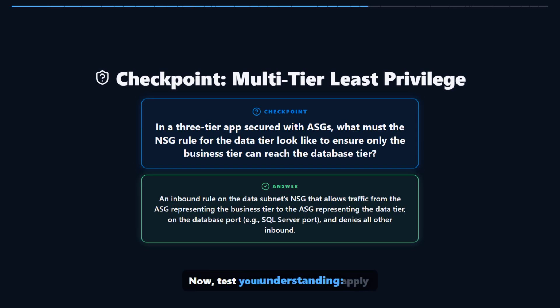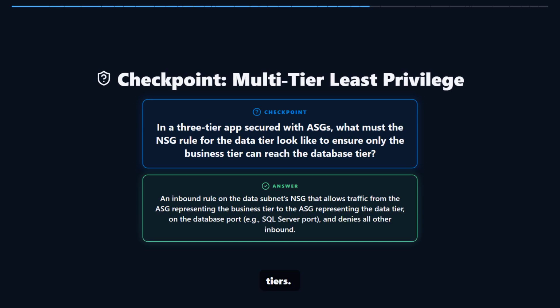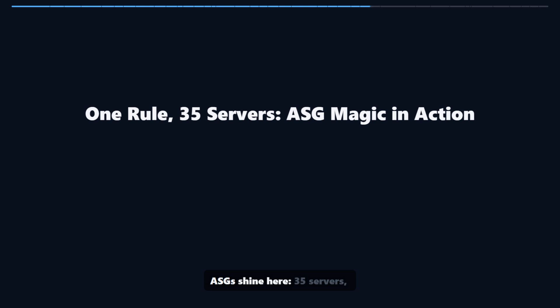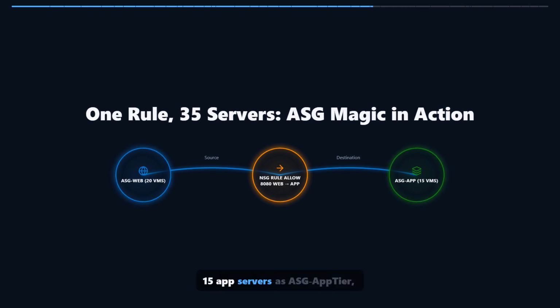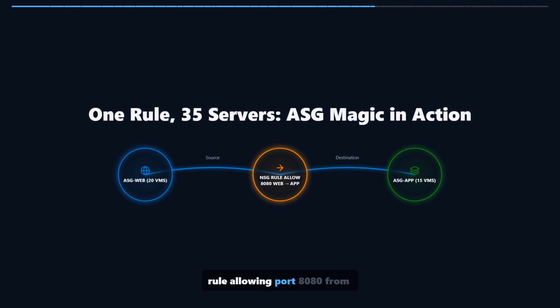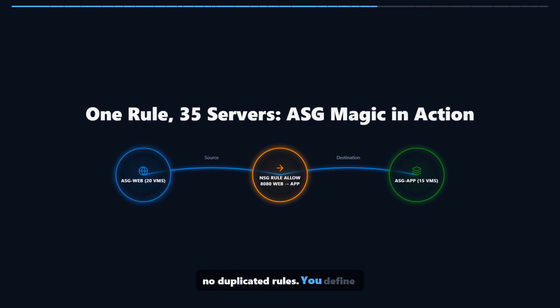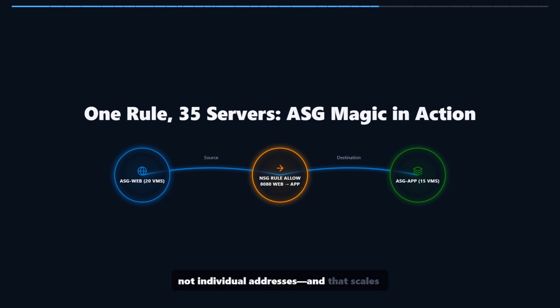Now, test your understanding. Apply least privilege rules across the 3 tiers. ASGs shine here. 35 servers, 1 rule. Group the 20 web servers as ASG web tier, the 15 app servers as ASG app tier, then create a single NSG rule allowing port 8080 from the web ASG to the app ASG. No IP lists, no duplicated rules. You define security based on workload roles, not individual addresses, and that scales effortlessly.